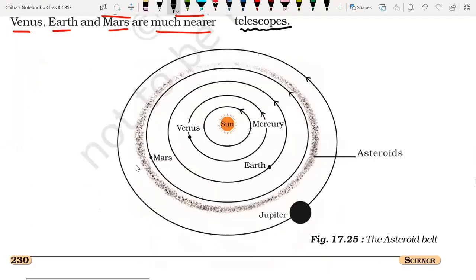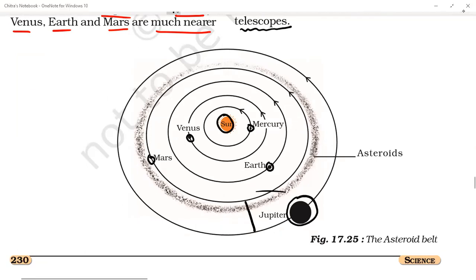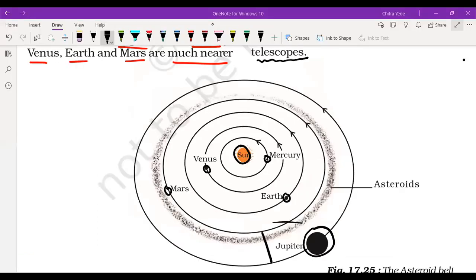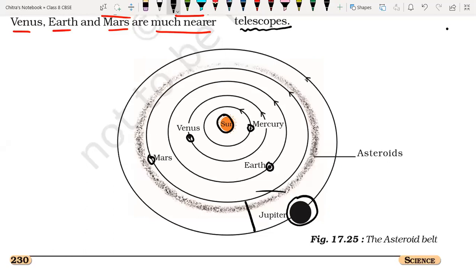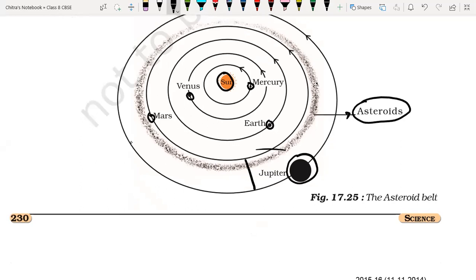Now, you can see here we have the sun at the center, which is a star, and these are the different planets. They revolve around the sun. See here, between Mars and Jupiter, this is the gap. In this gap you can see many small objects revolving. These small objects are nothing but asteroids. These small objects revolving between the orbits of the different planets are called asteroids. I hope you understood what asteroids are. They are very small and can be seen only with the help of a large telescope.